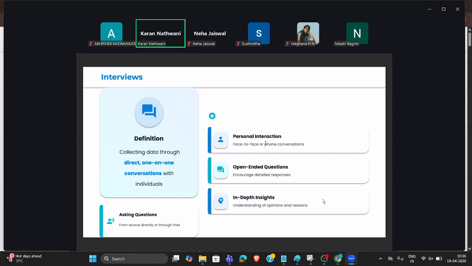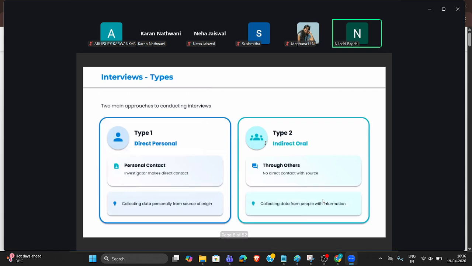Any questions? Any doubts? No? Okay. Then there are different types of interviews which are mainly conducted. Type 1 and type 2. Type 1 is the direct one, the personal contact, where the investigator makes direct contact. It means you can have a personal discussion. And indirect is oral, with no direct contact with the source, maybe through others.